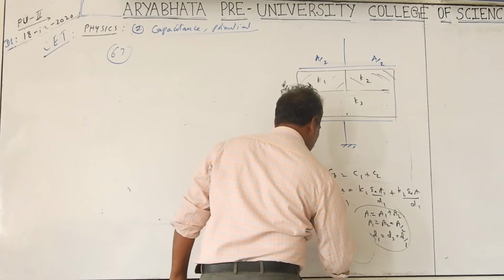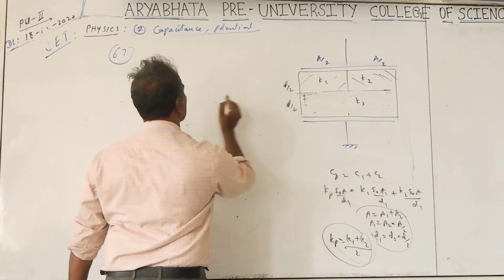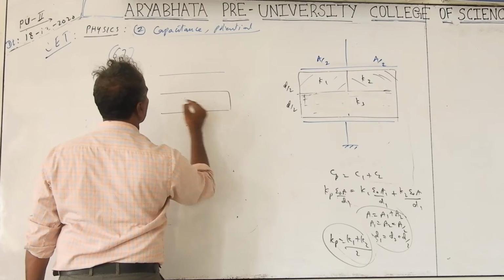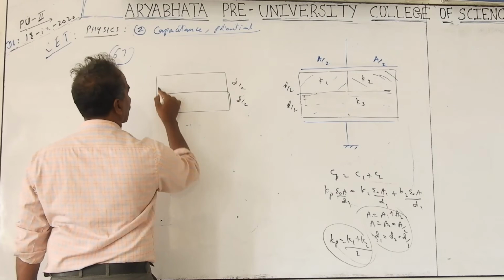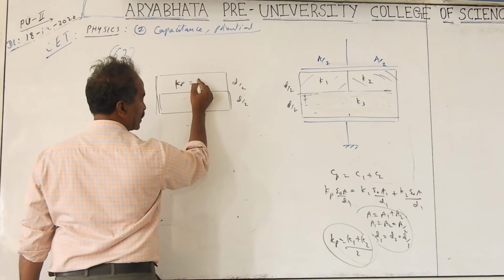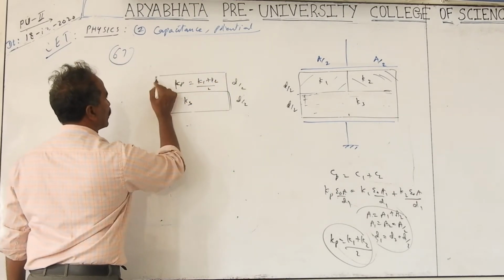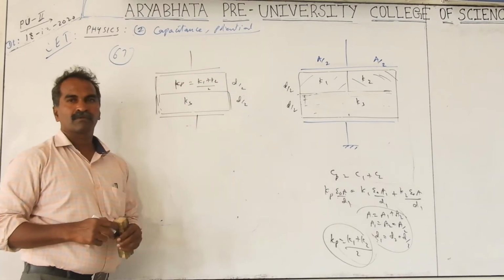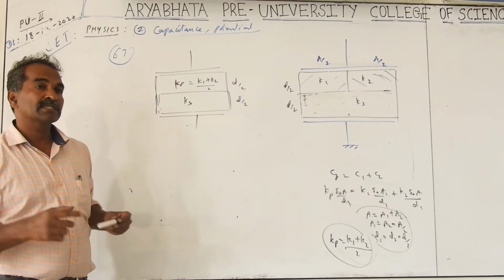K parallel is K1 plus K2 by 2. So this resultant becomes a series of 1 and 2, each of thickness D by 2. This becomes K parallel, which is K1 plus K2 by 2, and this is K3. Now we have to check only these two things. For the series combination, what is the relation we have? 1 by K, that is D by K series.